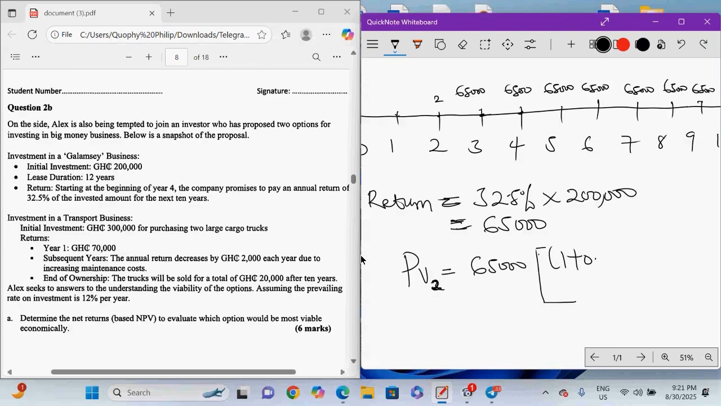1 plus, what is the interest rate? So that's 12%. And the period. The period is what? 10 years. Yes. Minus 1. 1 plus 0.12, to the power of 10 years. Right. So what are we getting for this?